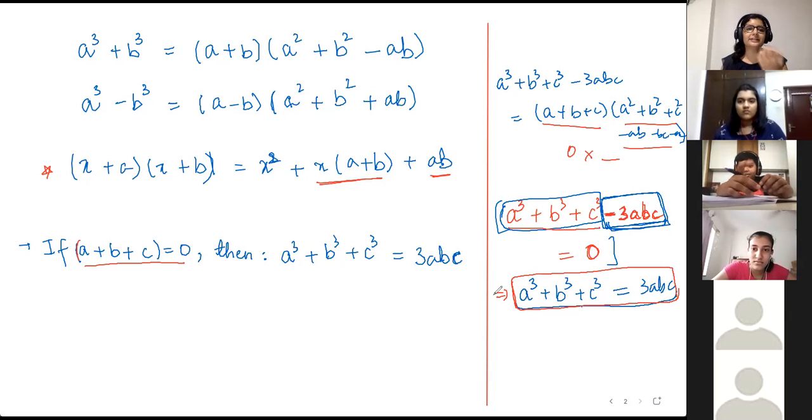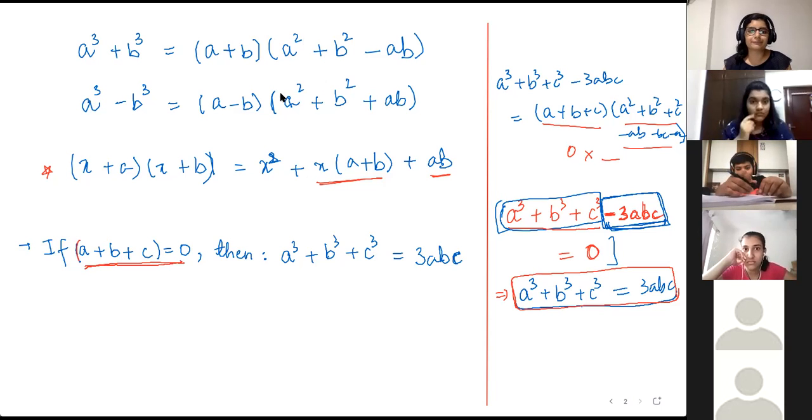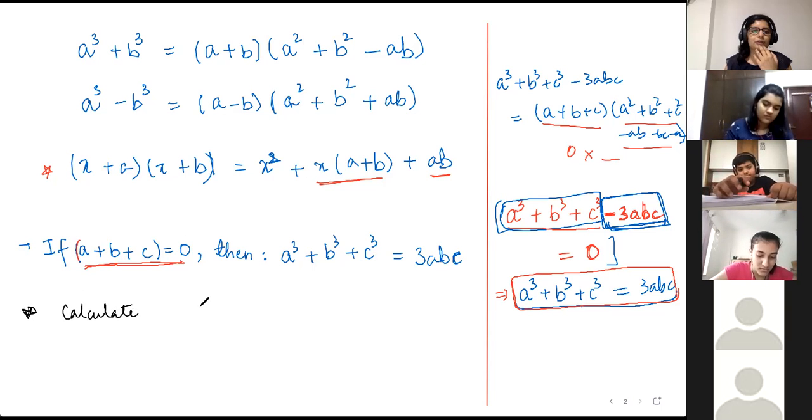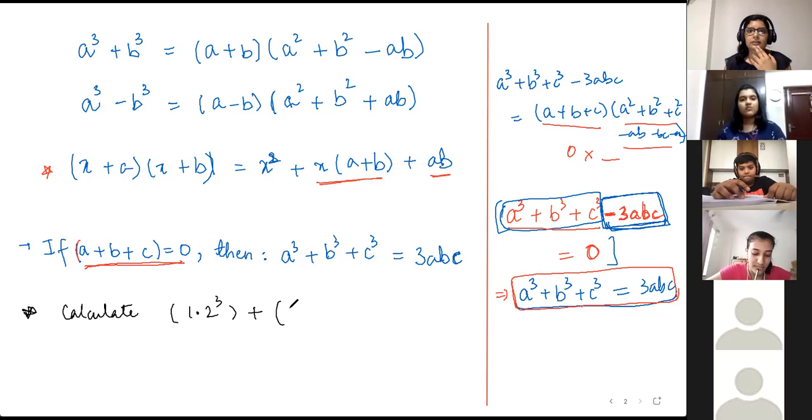This is just an identity, a formula. So this is special. This is true only if you have a, b, c such that a plus b plus c equals 0. So questions you will get in the exam, you'll just be asked to calculate the value of 1.2 cube plus 0.8 cube minus 2 cube.